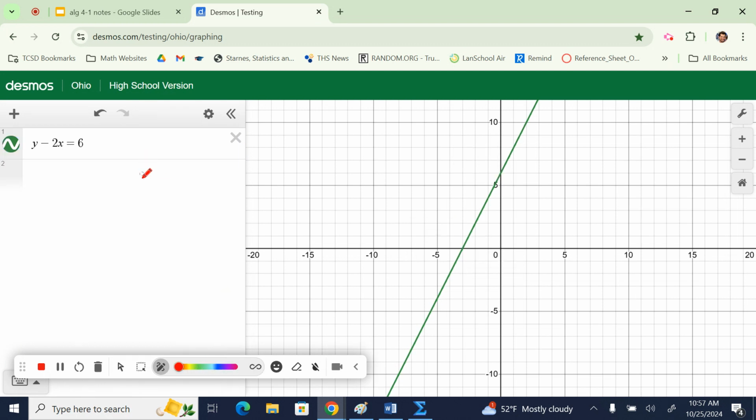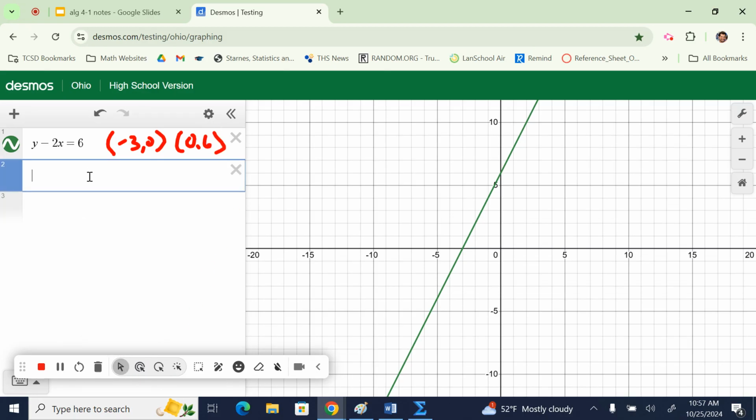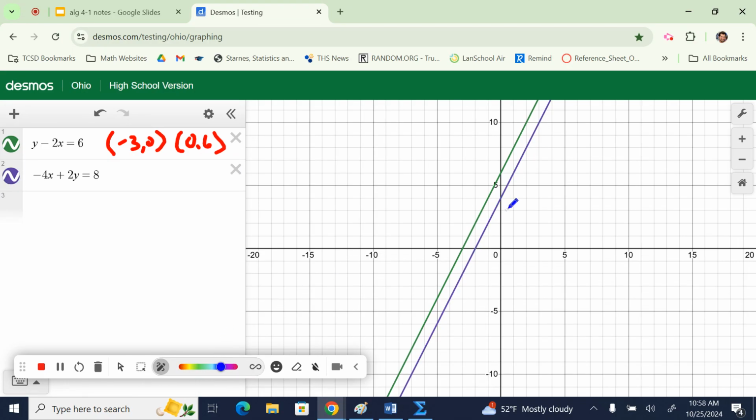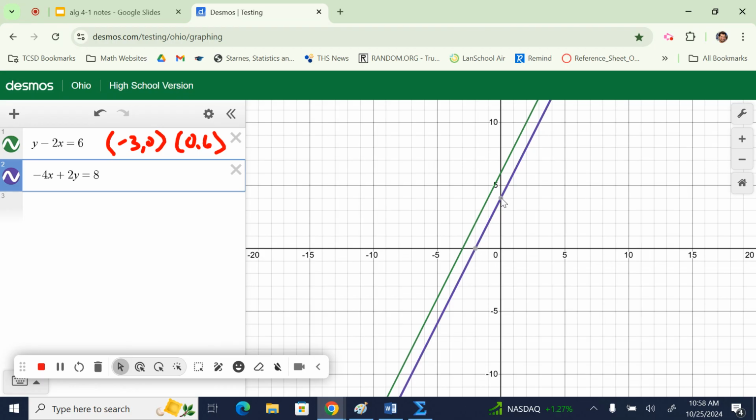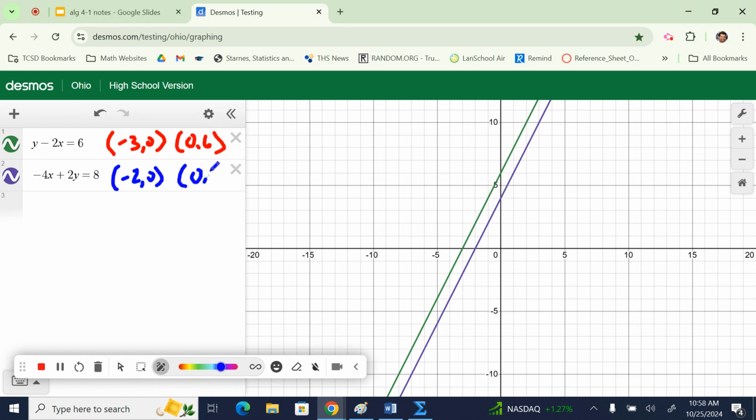So again, I'm going to put in red because that'll be my red graph. So I have -3, 0, and 0, 6. Okay. The second equation, -4x plus 2y equals 8. Okay, so it's a separate line this time. It's in purple. I'm going to use blue when I graph it. Okay, if I click on the 2 dots, 0, 4, -2, 0. So my 2 points are -2, 0, and 0, 4.